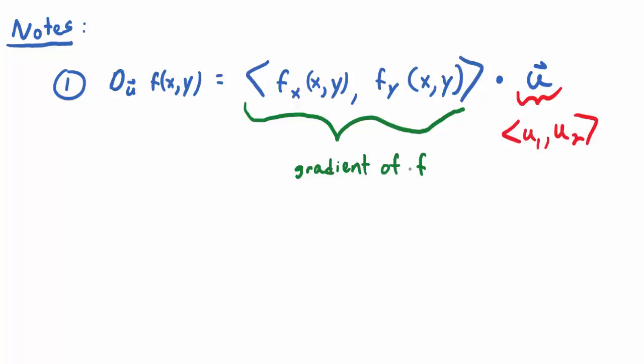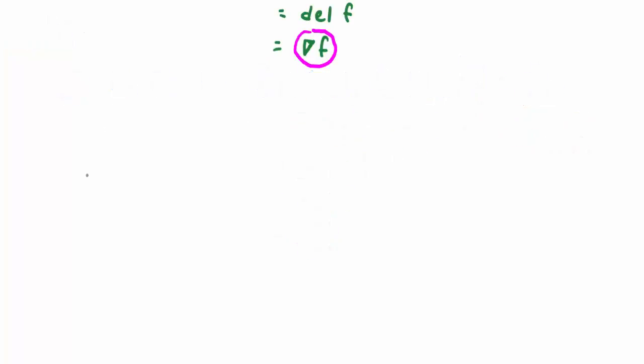Now, there's some different notation for this. So this is the gradient of f. You might also see del f, or you also call it del f, but this is probably the most common notation, especially in physics. The del symbol, and then f. Okay? All right. So that's what we call the gradient. So note number 2.